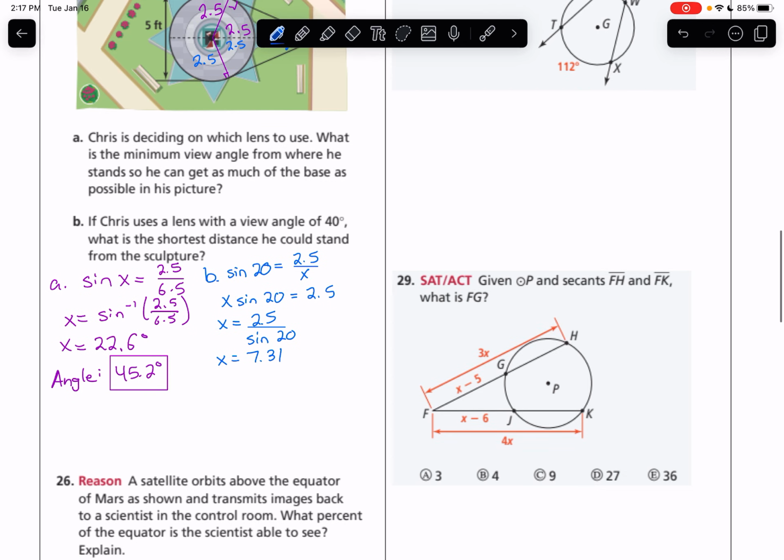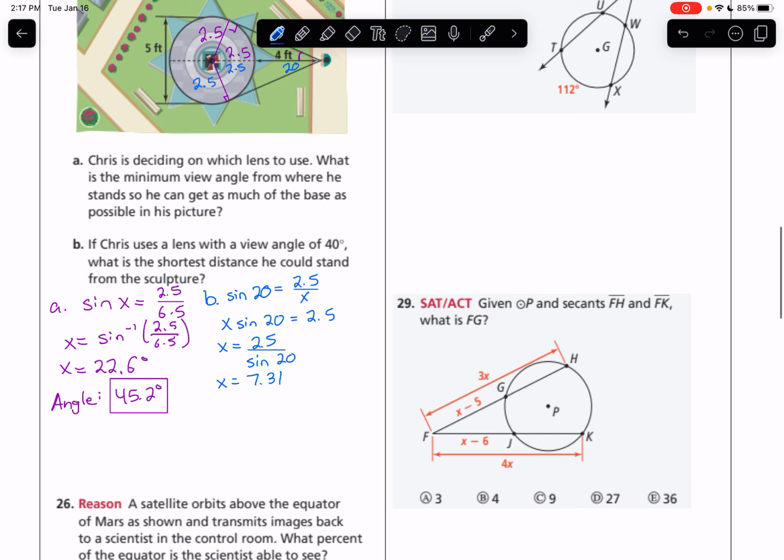And so then, that's not exactly the distance he could stand, though, because that's 7.31, the entire thing. I need to take away 2.5, because that would be the radius of the sculpture, to figure out how far away he really needs to stand. So I'll do 7.31 minus the 2.5 radius of the sculpture. And I get 4.81 feet that he has to stand away from the sculpture.